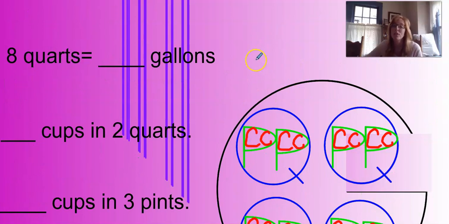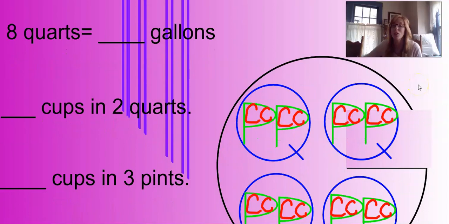Eight quarts is equivalent to how many gallons? So now we're going to do some conversions. So if we want to take 8 quarts, and we don't want to carry 8 quarts, we want to carry how many gallons? So we want to know how many quarts are in a number of gallons. So we know that there are 1, 2, 3, 4 quarts in 1 gallon. Okay, so we know that there are 4 quarts in 1 gallon.